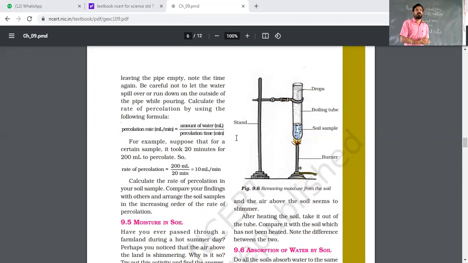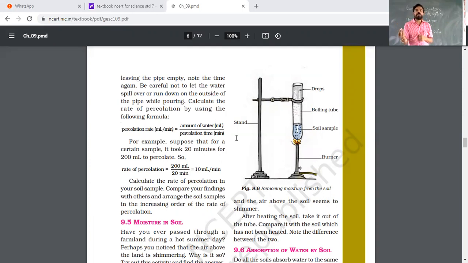Now, let us do one activity. How do you do it? Take the soil from the farm, from near your house. How will you feel or know that the soil which is with you contains moisture? How is it possible? Here is one way.